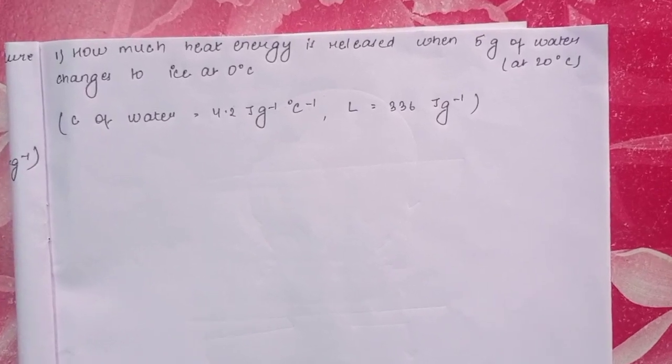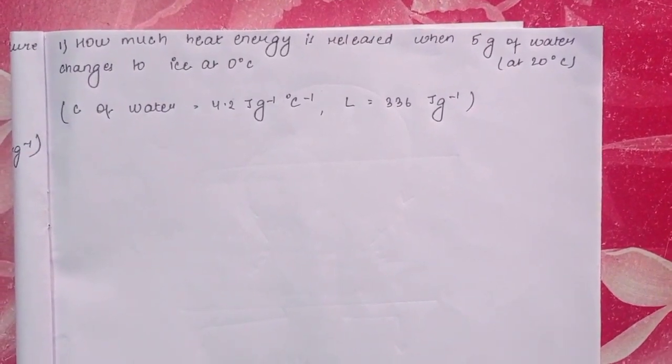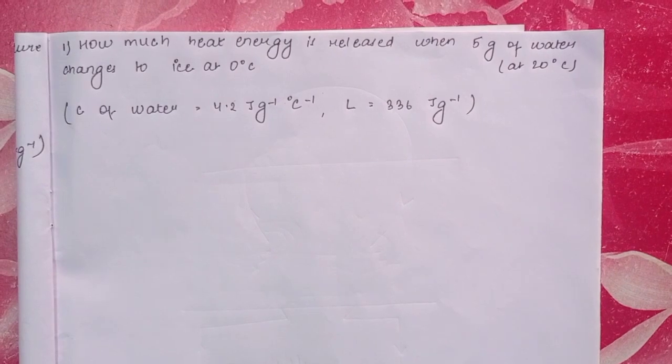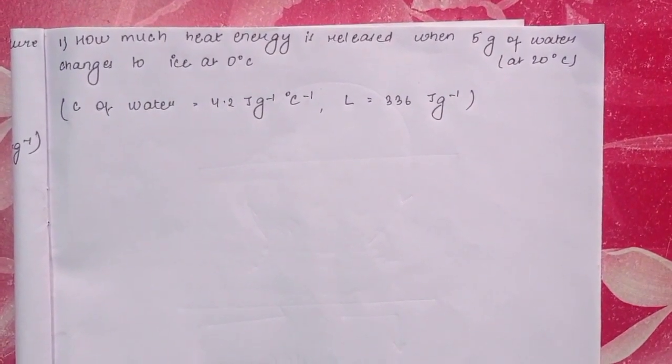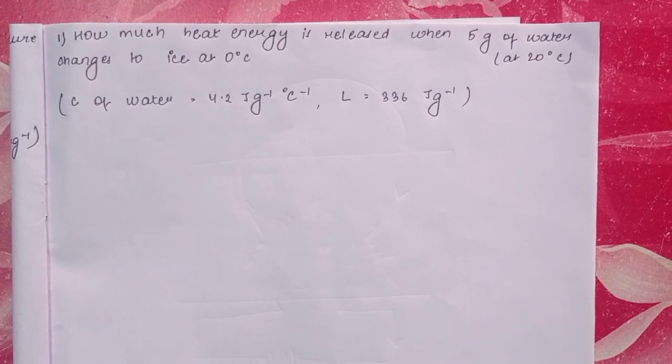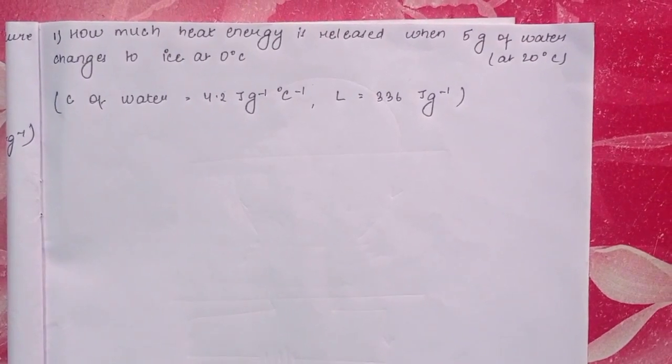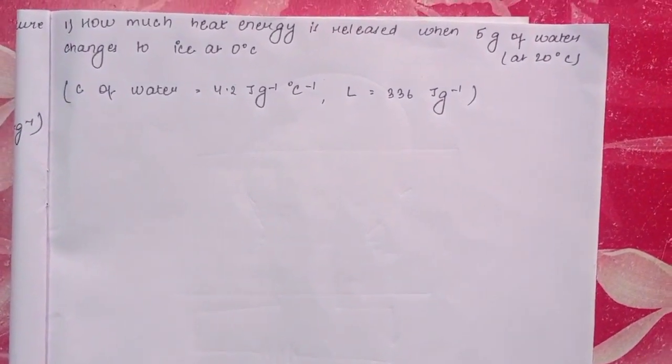In this video, we are going to do a few numericals from calorimetry. So let's see the first question. How much heat energy is released when 5 gram of water at 20 degrees Celsius changes to ice at 0 degrees Celsius? So like I told you, water directly doesn't convert to ice.